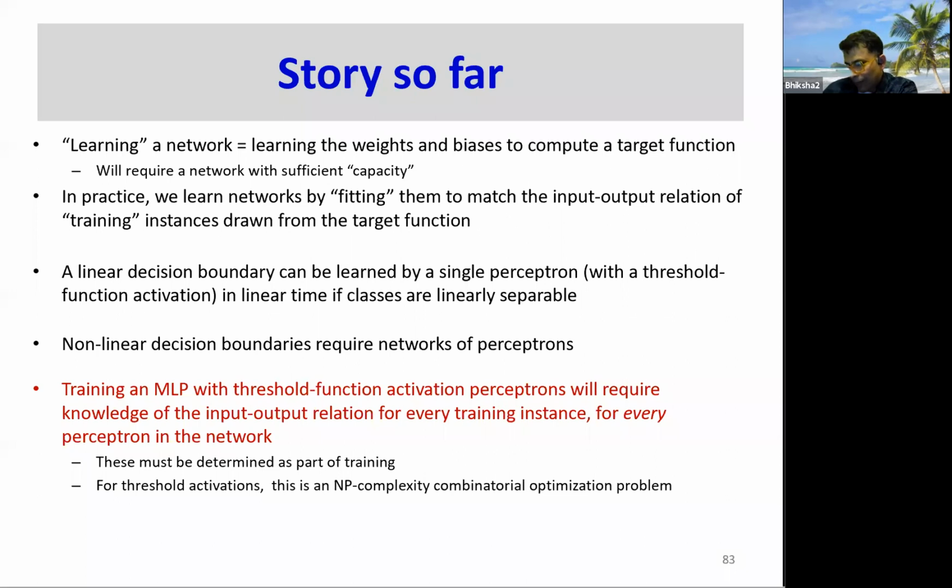So here's the story so far. Learning a network is the same as learning the weights and biases to compute a target function. It requires a network with sufficient capacity. In practice, we learn networks by fitting them to match input-output relations of training instances. A linear decision boundary can be learned by a single perceptron in linear time, right? If the classes are linearly separable. Non-linear decision boundaries require networks of perceptrons. But training an MLP with threshold function activation perceptrons will require knowledge of the input-output relation for every training instance for every perceptron in the network. And this has to be determined as part of training. So this means that this is an NP complexity combinatorial optimization problem.